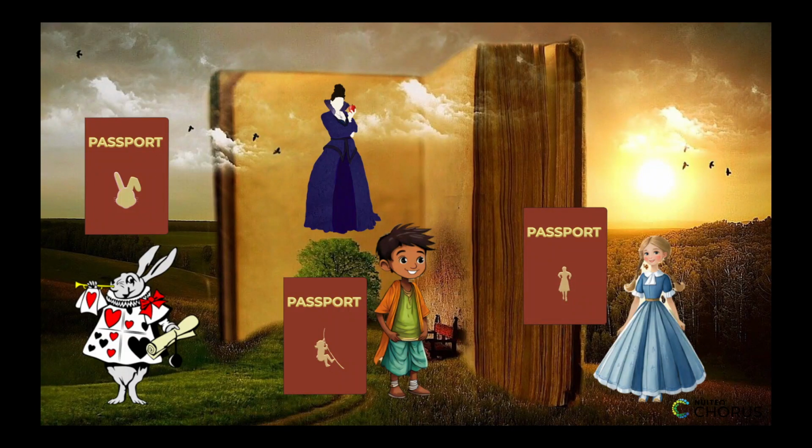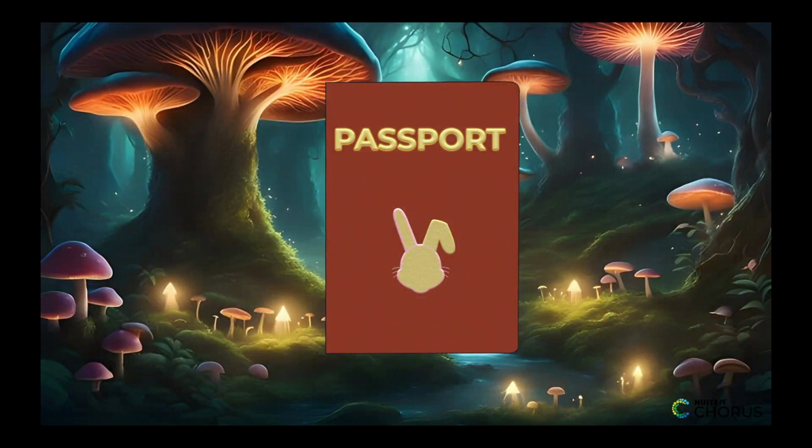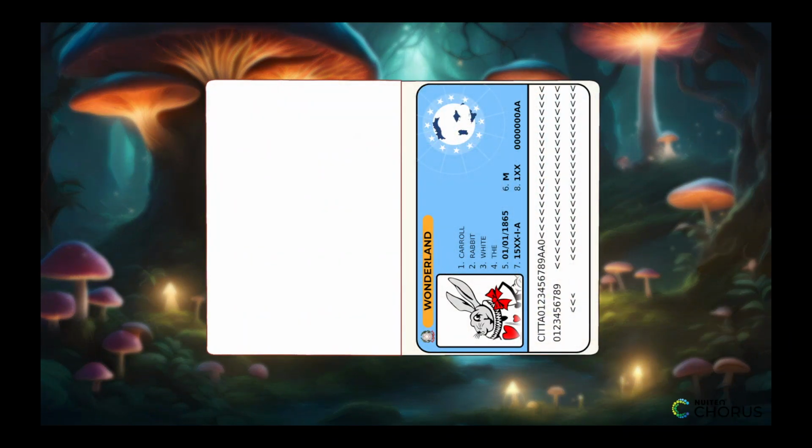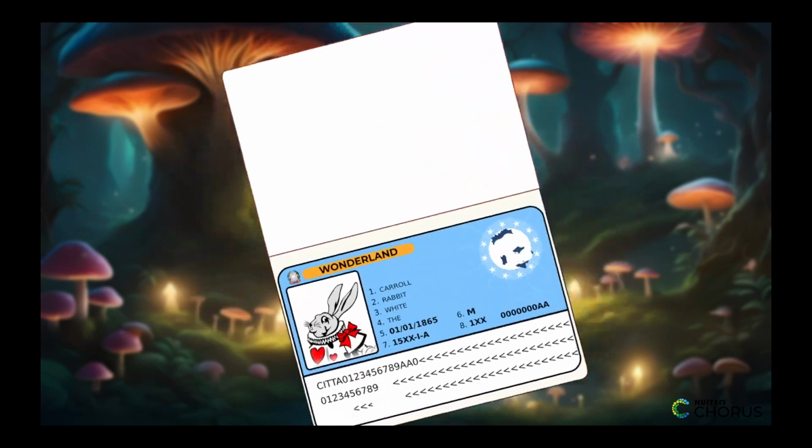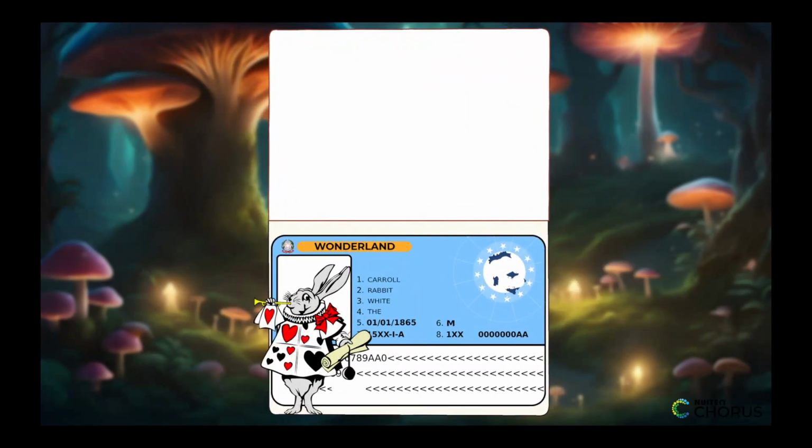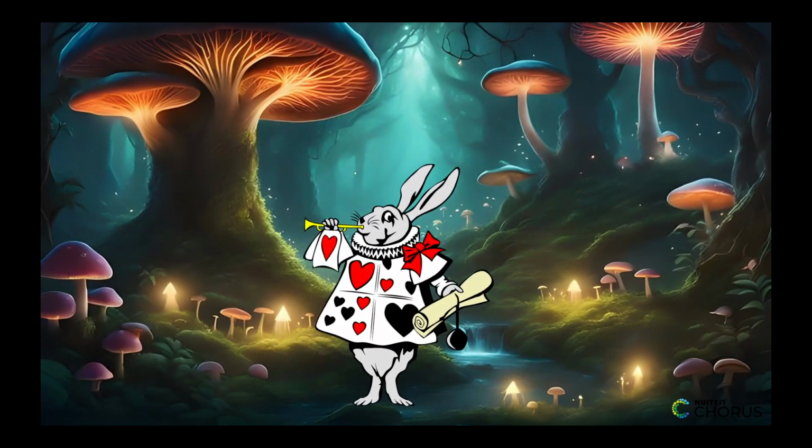Passports ready. Let's go! Our first stop is the whimsical world of Lewis Carroll's Alice's Adventures in Wonderland. Meet the White Rabbit, a character known for being a bit, well, anxious. The White Rabbit is always in a hurry. He's constantly worried about being late for something important, which sets the tone for many of Alice's adventures in Wonderland.